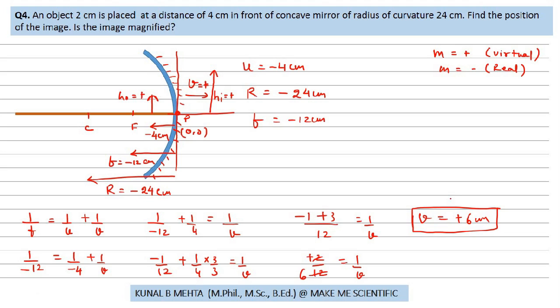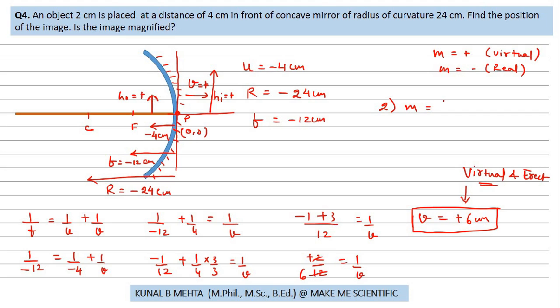pole, and always right hand side of the pole or behind the mirror, virtual images are formed. So the image is virtual and upright or erect. Now, is the image magnified? So we can find the magnification. Of course, it has to be magnified and the magnification should be positive.